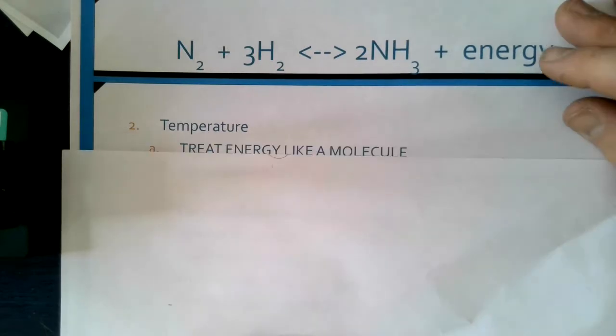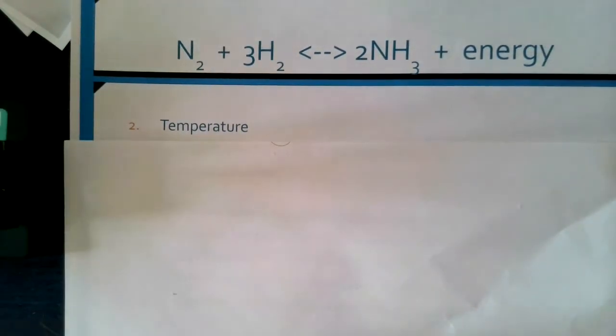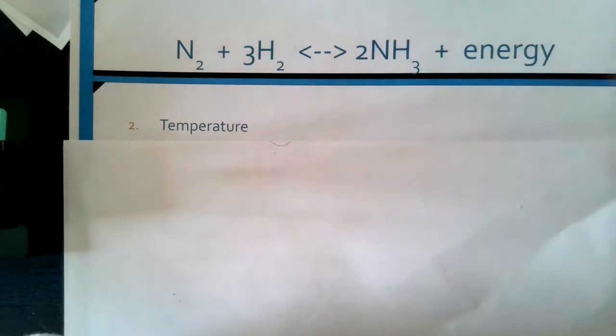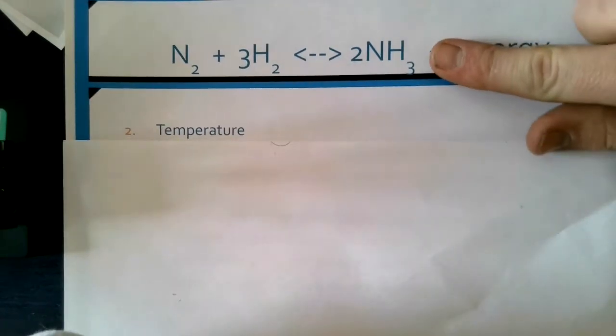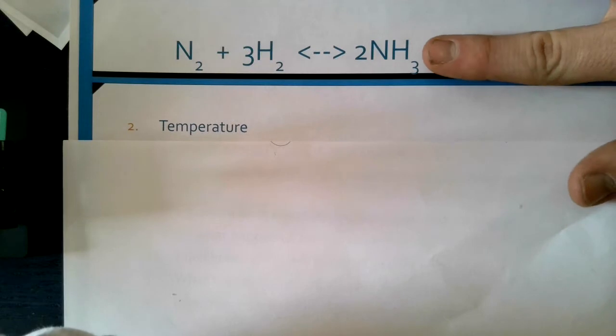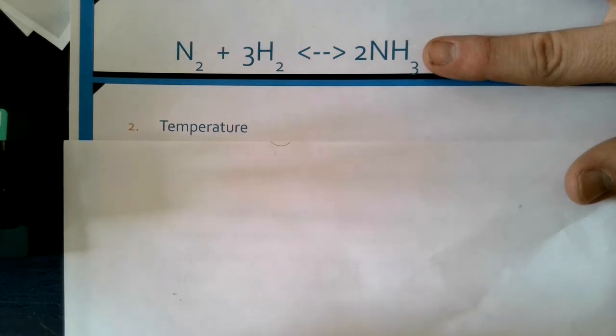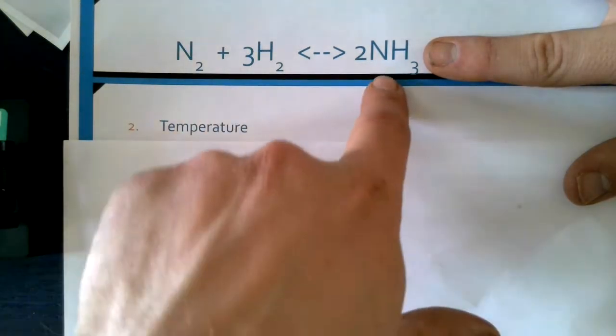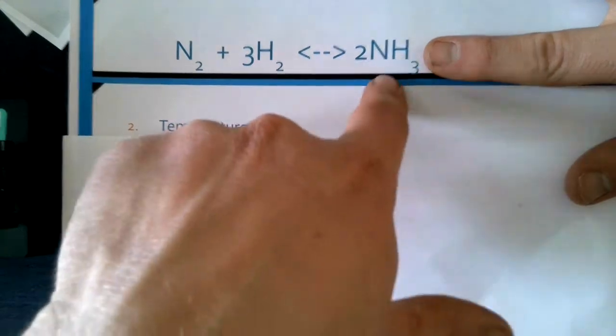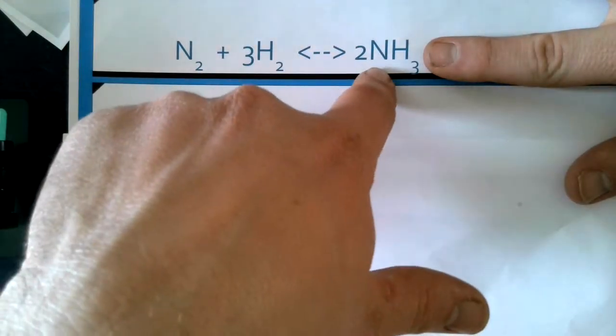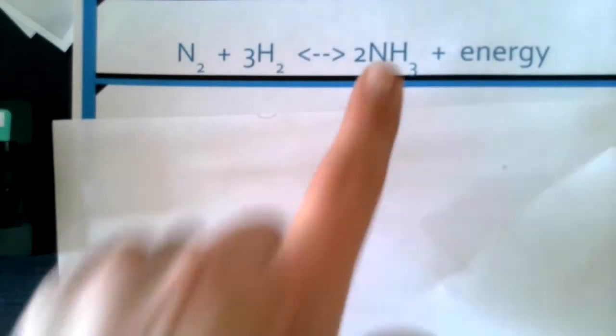Well, let's just look at this real quick and think about what I was saying at the end of the last video. When a bond is formed, energy is released. When a bond is broken, energy is absorbed. So if I were to just show you this, I would say, is this exothermic or endothermic? Well, you would say, duh, we're forming a compound, and when a bond is formed, energy is released, so it's exothermic, and we would write energy over there.